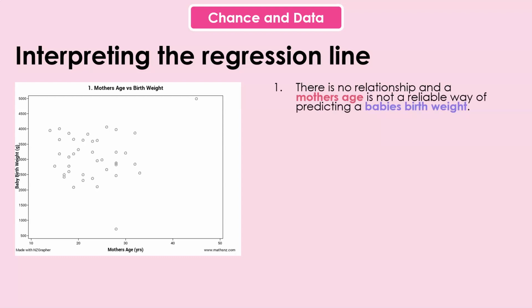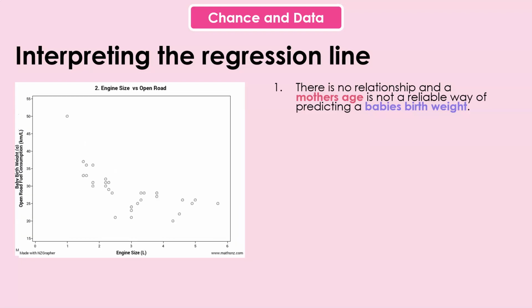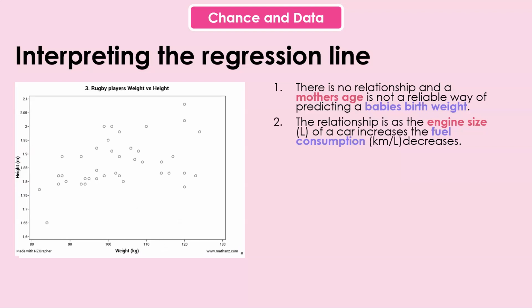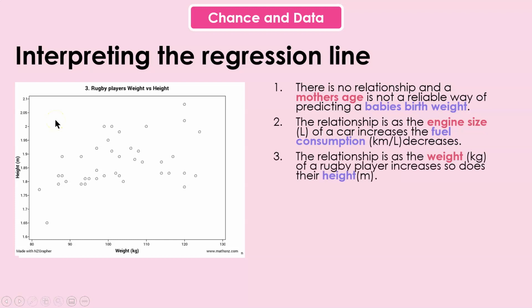And what we say is we have to describe with the variables what it means. So with the first one, there is no relationship between the mother's age and birth weight. There is no relationship, and a mother's age is not a reliable way of predicting a baby's birth weight. Here, the engine size and open road. The relationship is as the engine size in litres of a car increases, the fuel consumption decreases. That's that negative relationship. Rugby players, the relationship is as the weight of a rugby player increases, so does their height.